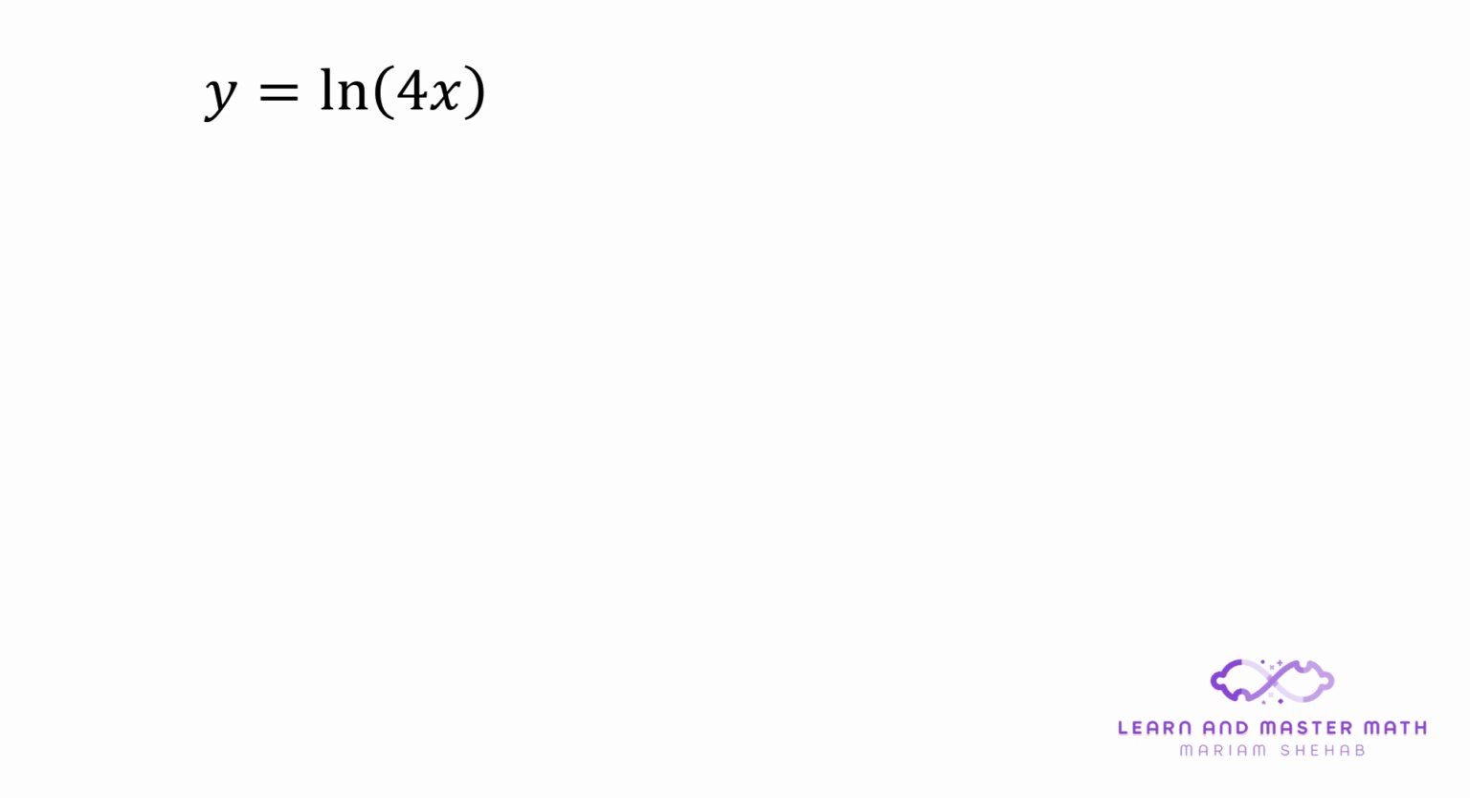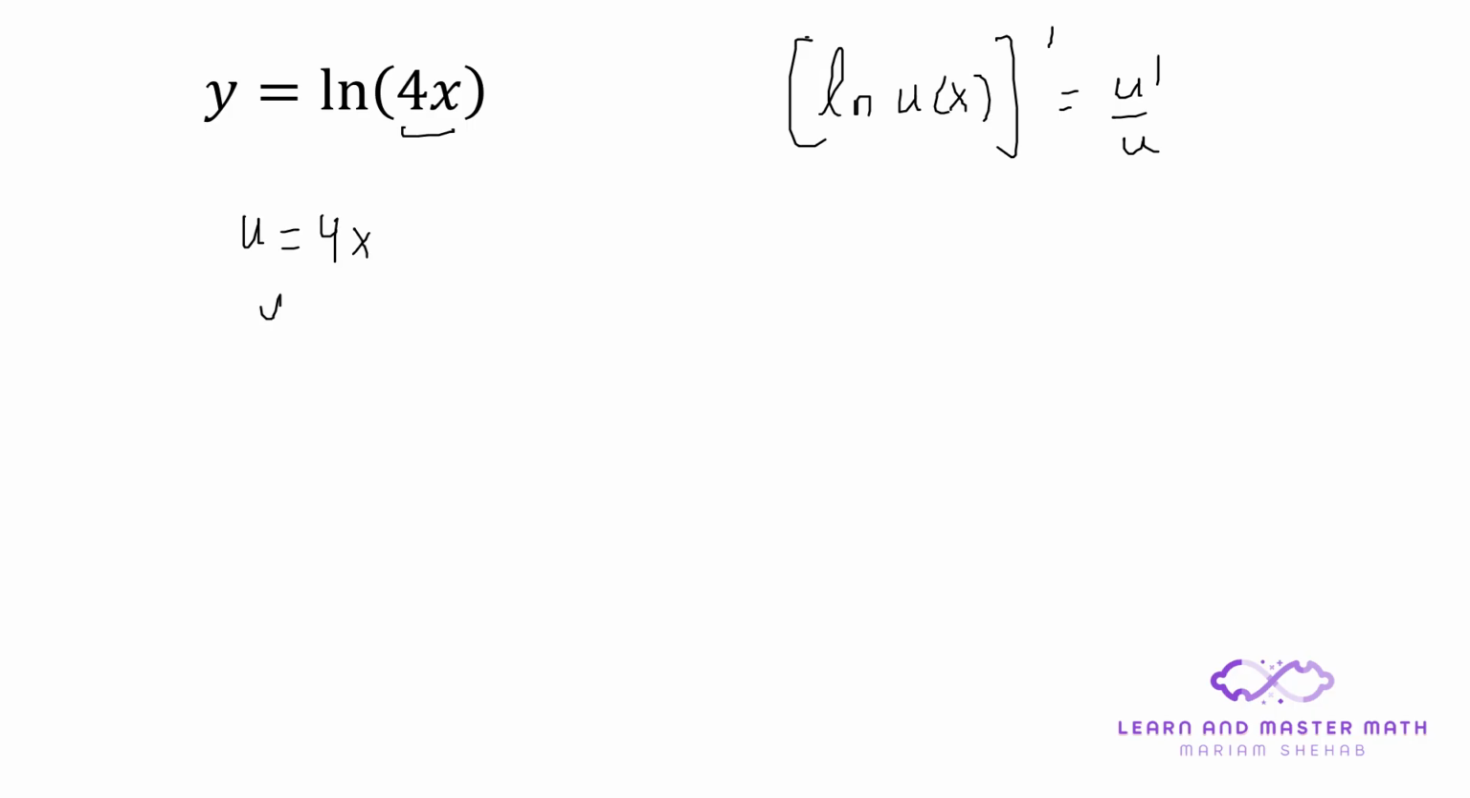Hello, let's solve some exercises concerning ln. The related formula for the derivative of ln u of x is equal to u prime over u. So here, let's assume u is equal to 4x. For u equal 4x, u prime is equal to 4. In this case, y prime is equal to 4 over 4x, which is equal to 1 over x.